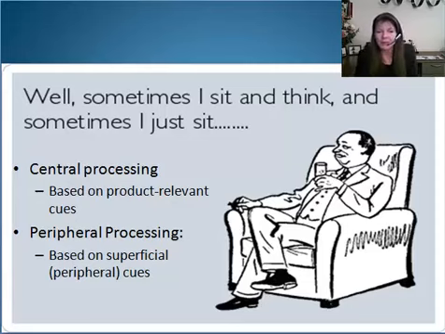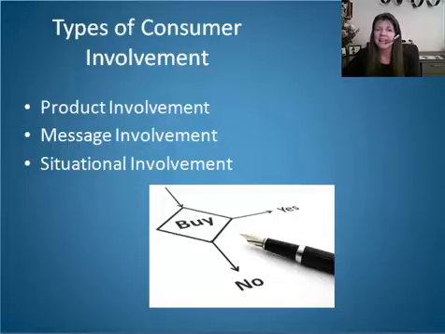So when we talk about peripheral cues, we're talking about more superficial ones based on less effort. We're going to come back to what are called dual processing models of thought and go into much more depth later in this class. But the important thing to remember now is that people can process information in two very different ways. Now we're going to look at some different types of consumer involvement.